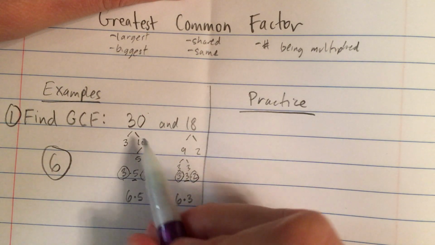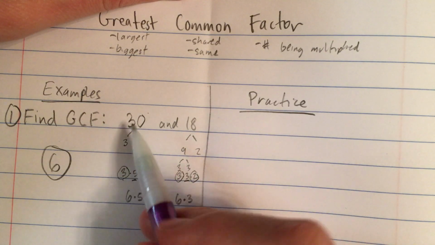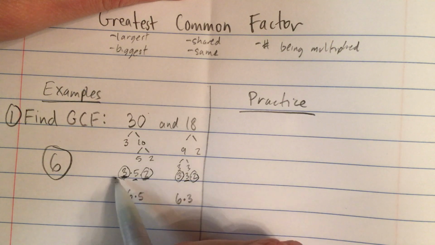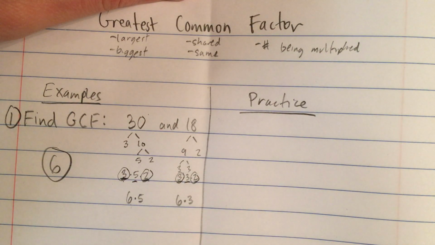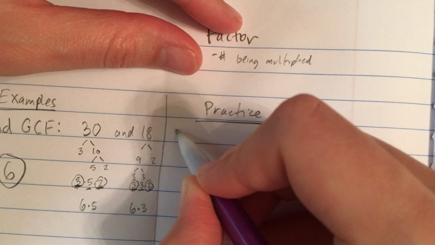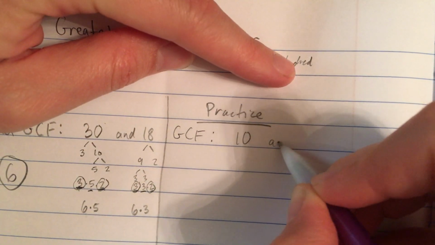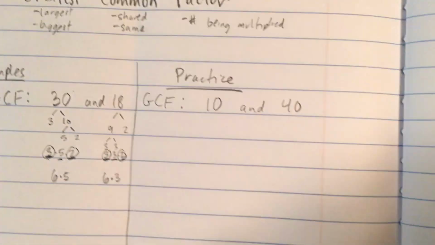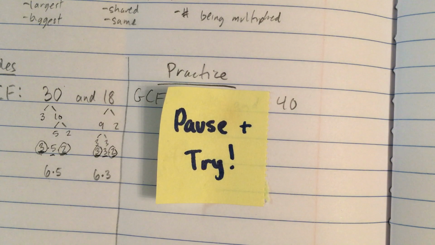Okay, and so you might just be able to look at 30 and 18 and sort of see that and think, let's see, what do they have in common? Or you might have to factor out and see, oh look, they have this 3 in common and this 2 in common, and I'm just going to multiply those together. Okay, try it. Go ahead and find the GCF of 10 and 40. So this is the part where you pause the video, give it a shot before you press play again.